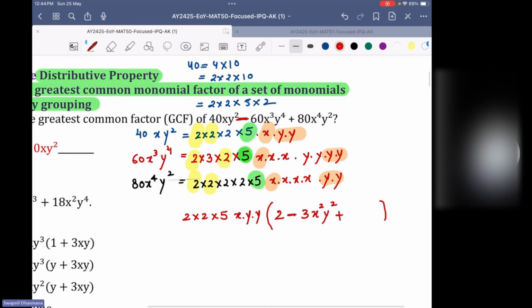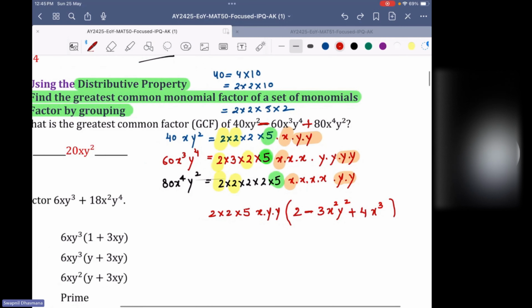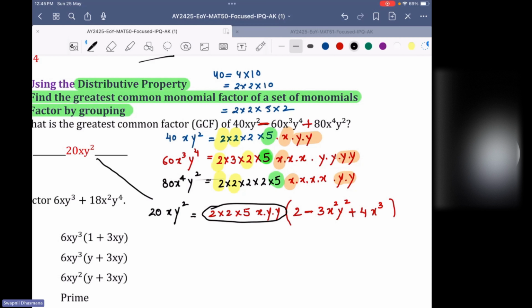And the third one is plus. Here you have these 2's and couple of x's common. So 2 times 2 is 4, plus is in the question. x3 is x cube, 3 x's. So this is your final answer. But what is the greatest common factor? So this is called the greatest common factor. 2 times 2 is 4. 4 times 5 is 20. So that will be 20xy square. You can see here, it's the same answer.